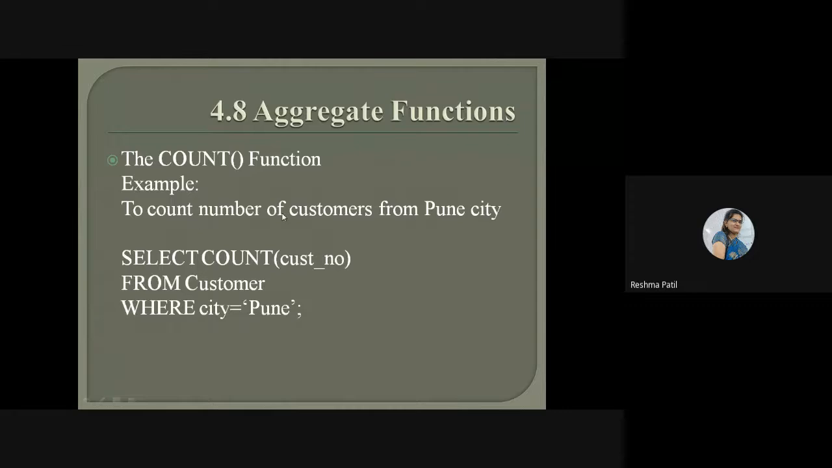Example, to count the number of customers from Pune city. This is the condition, that the customer should be from Pune city. So you will write select count in bracket customer number. Select count, because this column is not null, it is not empty, you will get all the information over here. Other things are null, but this column is not null, so try to apply aggregate functions on the primary key field only. So select count in bracket customer underscore number from table name, that is customer, where city is equal to Pune.